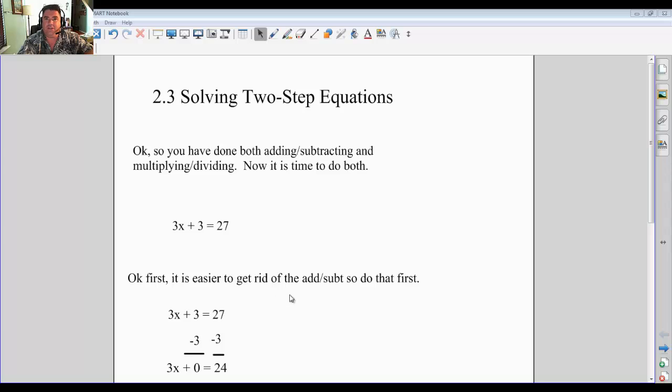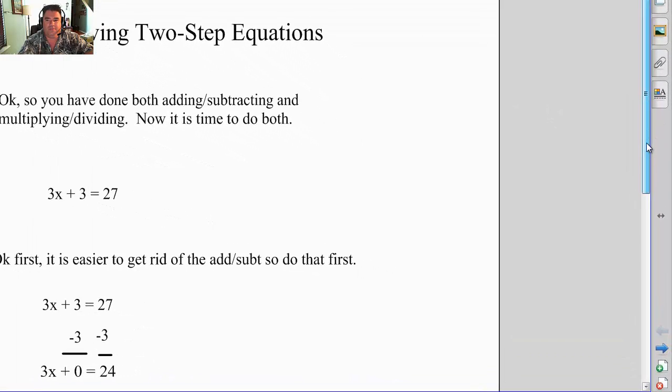Okay, first, it's easier to get rid of, and in fact you have to get rid of, the add and subtract first. So instead of plus 3, you need a minus 3. Minus 3 to both sides. These go away, leaves 3x equals 24.